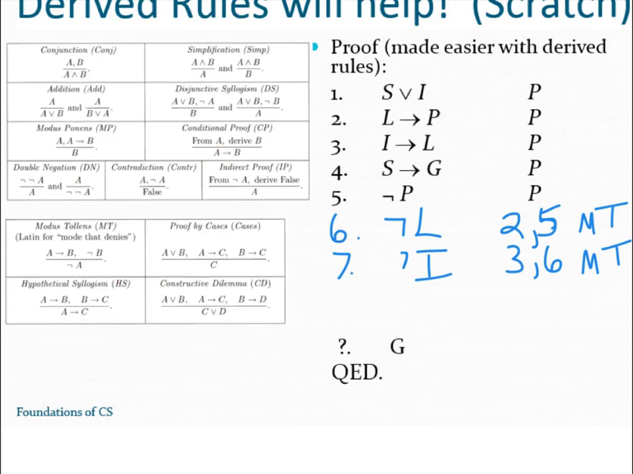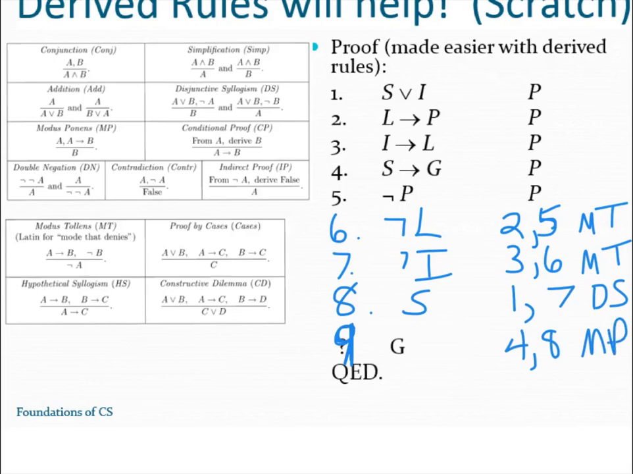One of the things I can do is if I know A or B and I know not A, then I can conclude B. So we're going to use a disjunctive syllogism on this. On line 8, we can conclude S, and that's from lines 1 and 7, and DS is our reason. And now I know S, and S implies G on line 4, so we are golden. On line 9, I can conclude G, and that's from, my favorite, lines 4 and 8, and modus ponens.